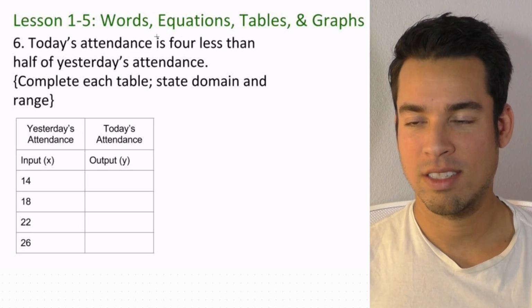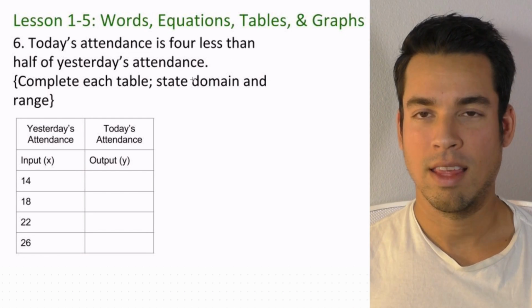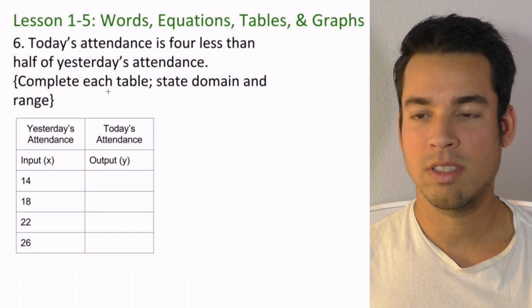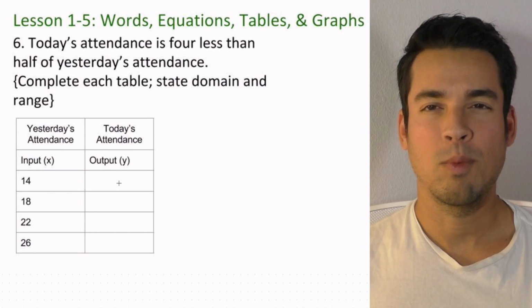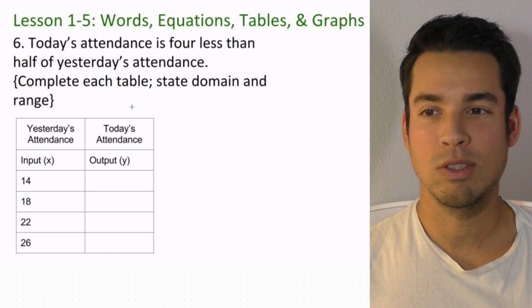Let's do it. So here we're going to start with number 6, and it says today's attendance is 4 less than half of yesterday's attendance. And then it says complete each table, state domain and range. Now we don't have to make a function. It doesn't say we need to, but it's a little easier if we do.